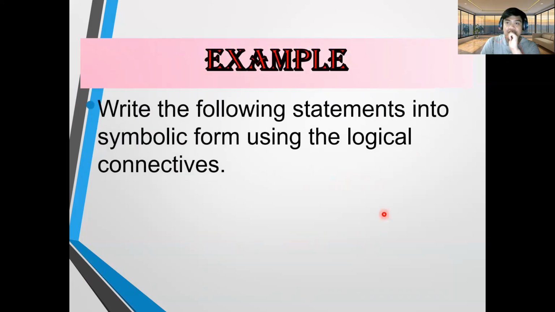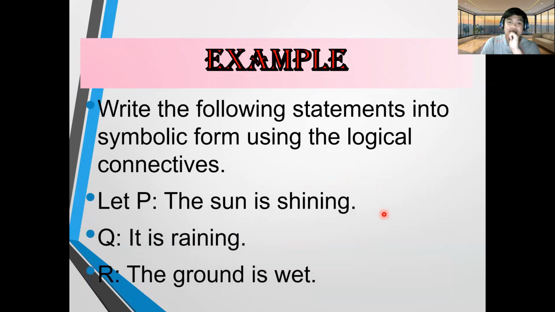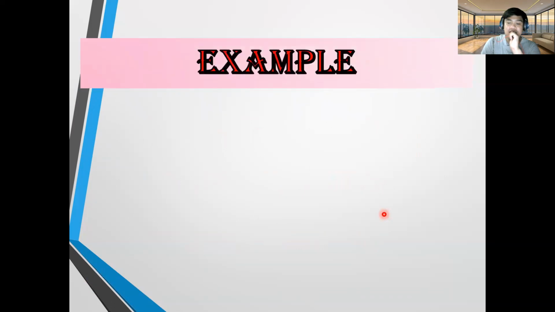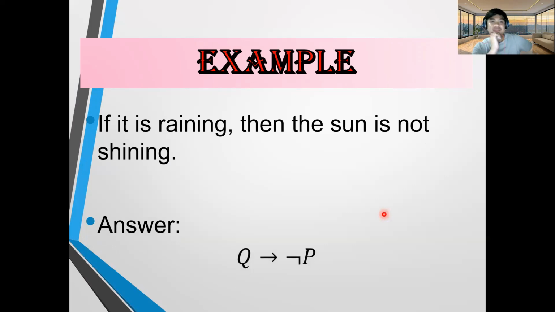Example: write the following statement into symbolic form using the logical connectives. Let P be the sun is shining, Q be it is raining, and R be the ground is wet. The statement: if it is raining, then the sun is not shining. Answer: if it is raining, then the sun is not shining. So Q ang ating it is raining, and the sun is shining is P. So it is not, kaya we write negation here.